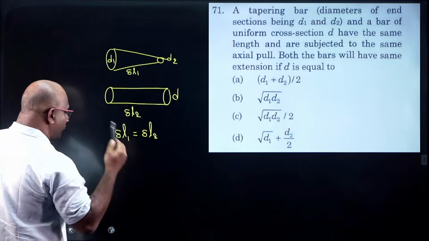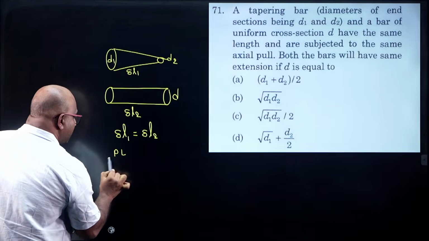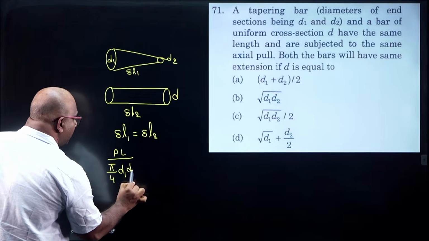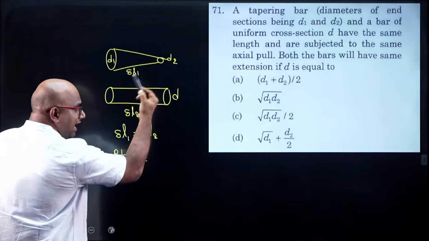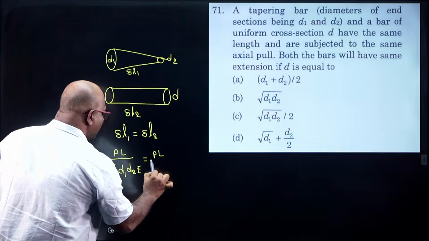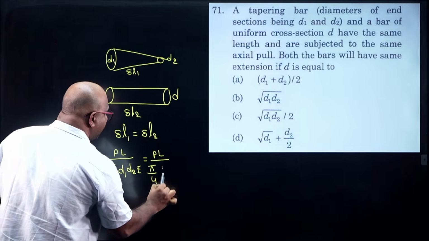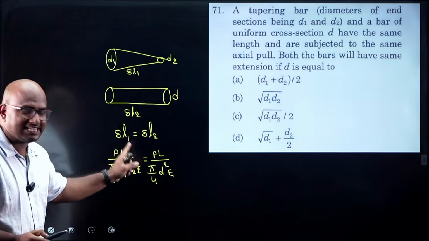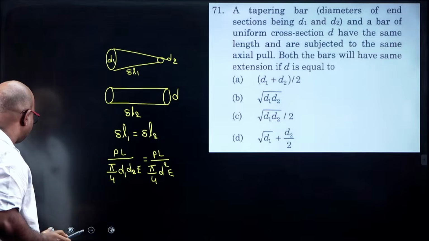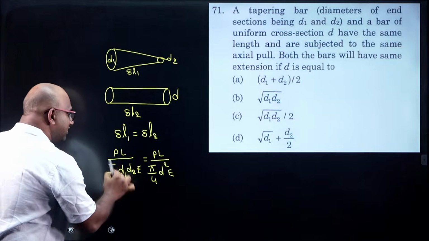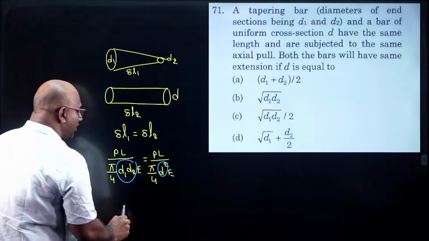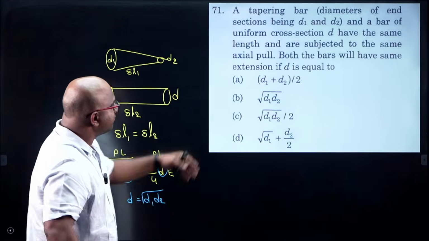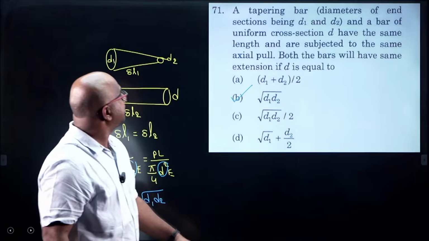Delta L1, how can you find it, guys? Very simple, direct formula: PL by AE. What is the A here, guys? Pi by 4 D1 D2 into E. Delta L2 is PL by pi by 4 D square into E itself. Here force is the same, length is the same, and the same material, guys. So what is the answer here? Everything will be cancelled, only these two will be equal. So D equals square root of D1 D2. So the right answer here is option B, guys.